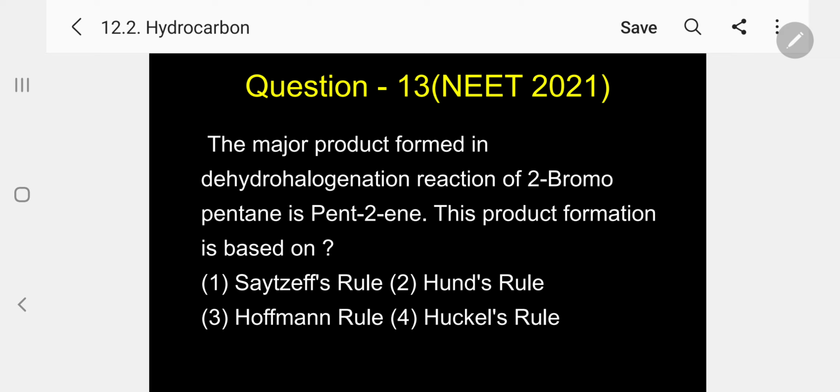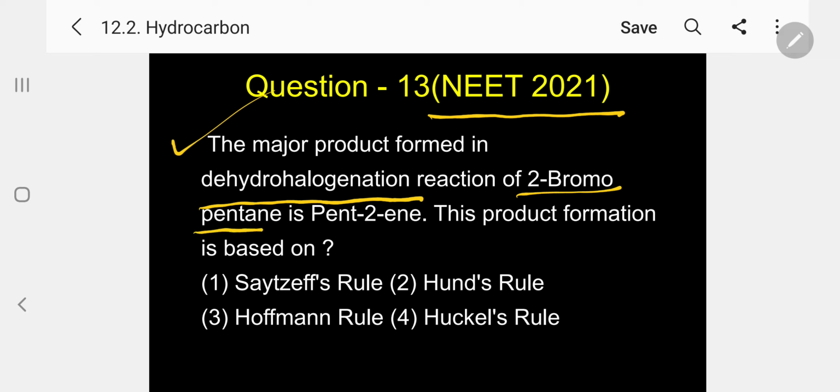Question number 13, which was asked in the year 2021, last year. Please follow. The major product formed in dehydrohalogenation reaction of 2-bromopentane is pentene. This is very important. This product formation is based on which rule: Saytzeff rule, Hund's rule, Hofmann's rule, or Huckel's rule? You must know all 4 rules. Then only will you be able to understand which rule is applicable here.